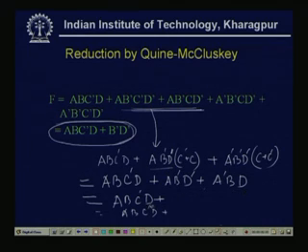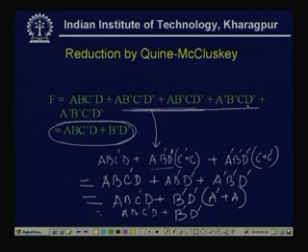If we do the same thing again, A dash B dash D dash, A dash B dash D dash. From here B dash D dash will be common. This will be A dash plus A is 0, so B dash D dash. Actually, D dash is complemented in all the terms. So this is A dash B, C dash D, B dash D dash. This is from my reduction using the postulates and the theorem.